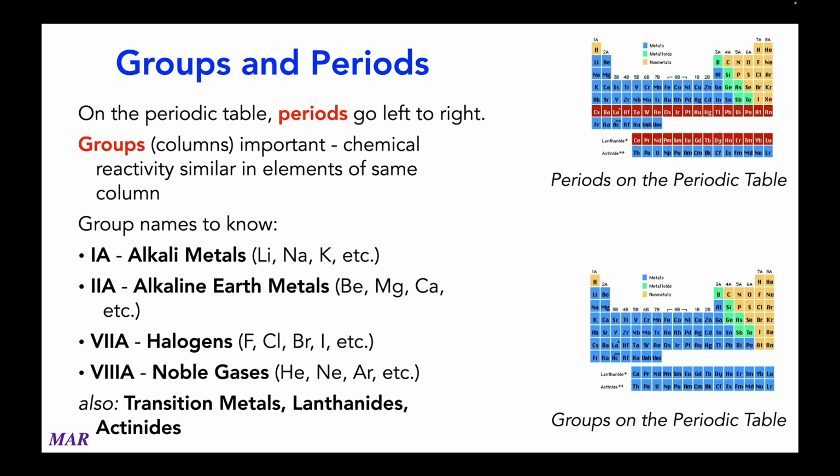Halogens are on the far right-hand side, group 7A. Halogens are also very, very important. Fluorine, chlorine, bromine, iodine. We'll talk about those quite a bit as we go through the class. And then on the very far right, group 8A, those are called the noble gases. Helium, neon, argon, krypton, etc.